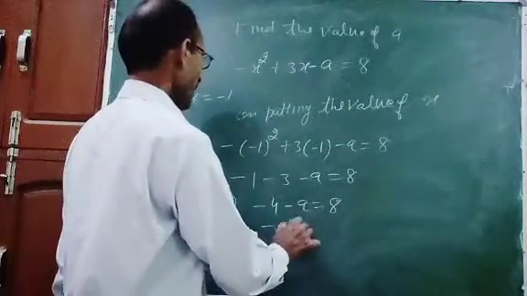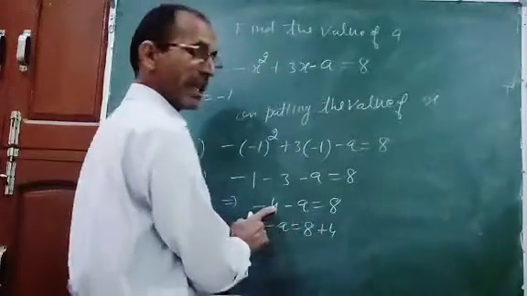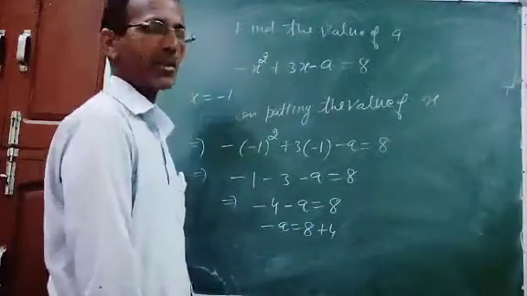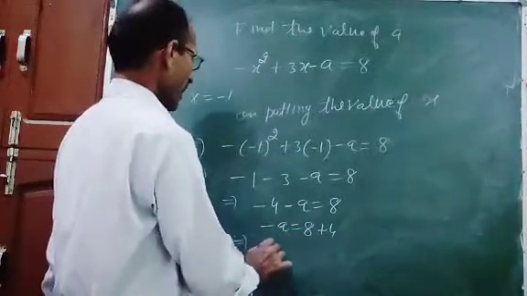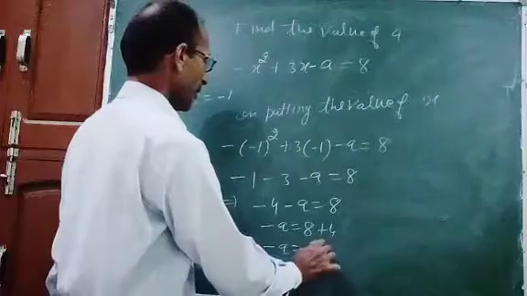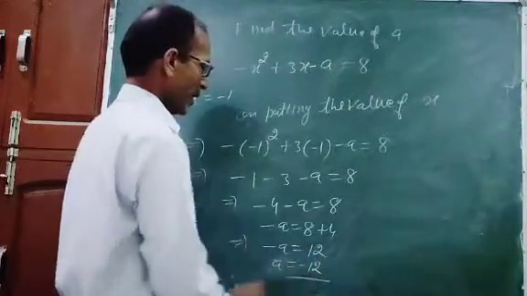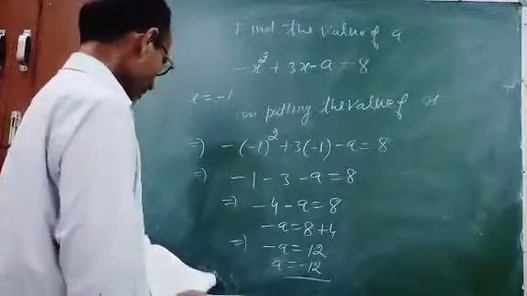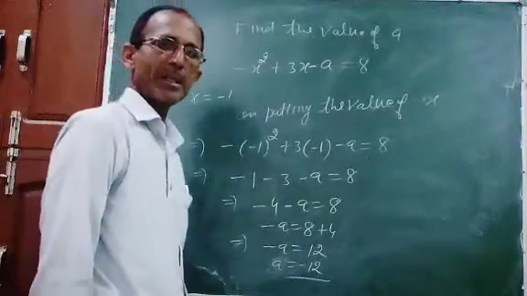So minus a is equal to 8 plus 4, because minus 4 is shifted to that side, so the sign will be plus. So 8 plus 4 is 12, minus a is equal to 12. So a is equal to minus 12. So this is the answer. The answer is minus 12. Option D is right. Understood?